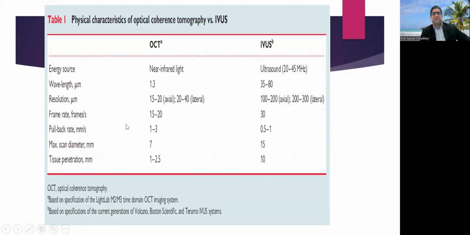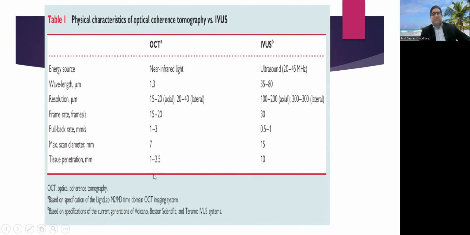IVUS is ultrasound, whereas OCT is near infrared. The wavelength used is 1.3 micron as compared to 35 to 80 micron. Resolution is around 10 micron, whereas compared to 100 micron in IVUS. And the frame rate is 15 to 20 per second as compared to 30 per second in IVUS. And pullback speed is 1 to 3 millimeter per second as compared to IVUS, which is 0.5 to 1.